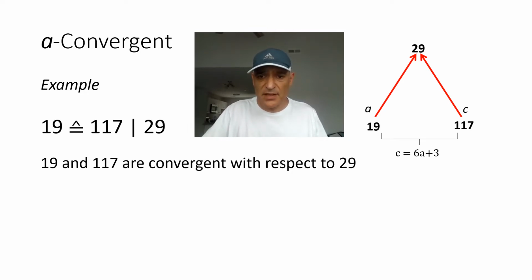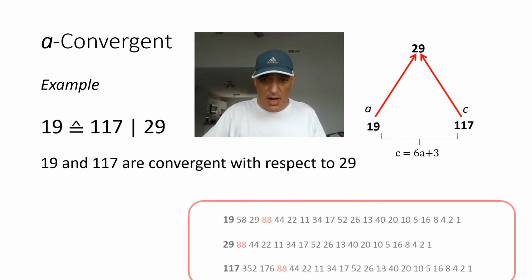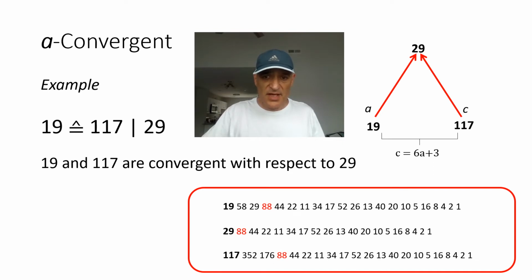And this means that 19, 29, and 117 are actually part of the same orbit. And I'll show you what I mean. So we see that so-called sequences beginning with 19, 29, and 117 all converge almost immediately on an even number. So that is what the convergence really means.